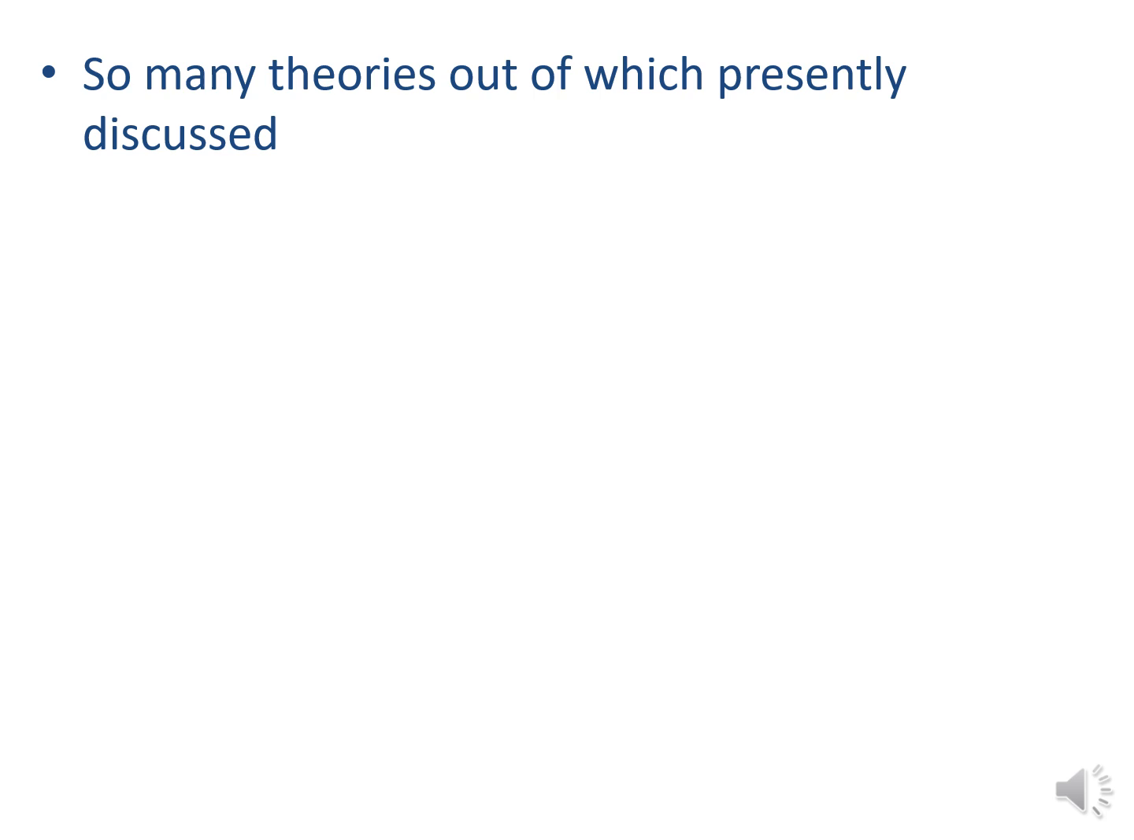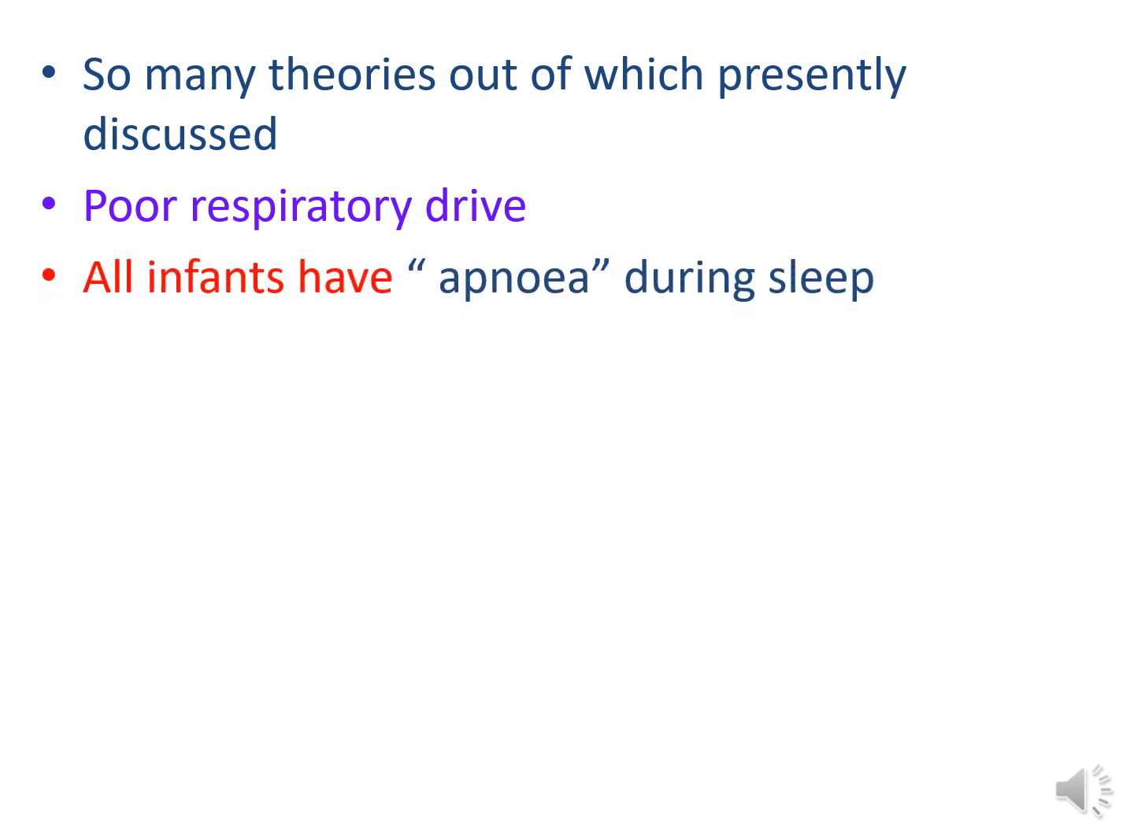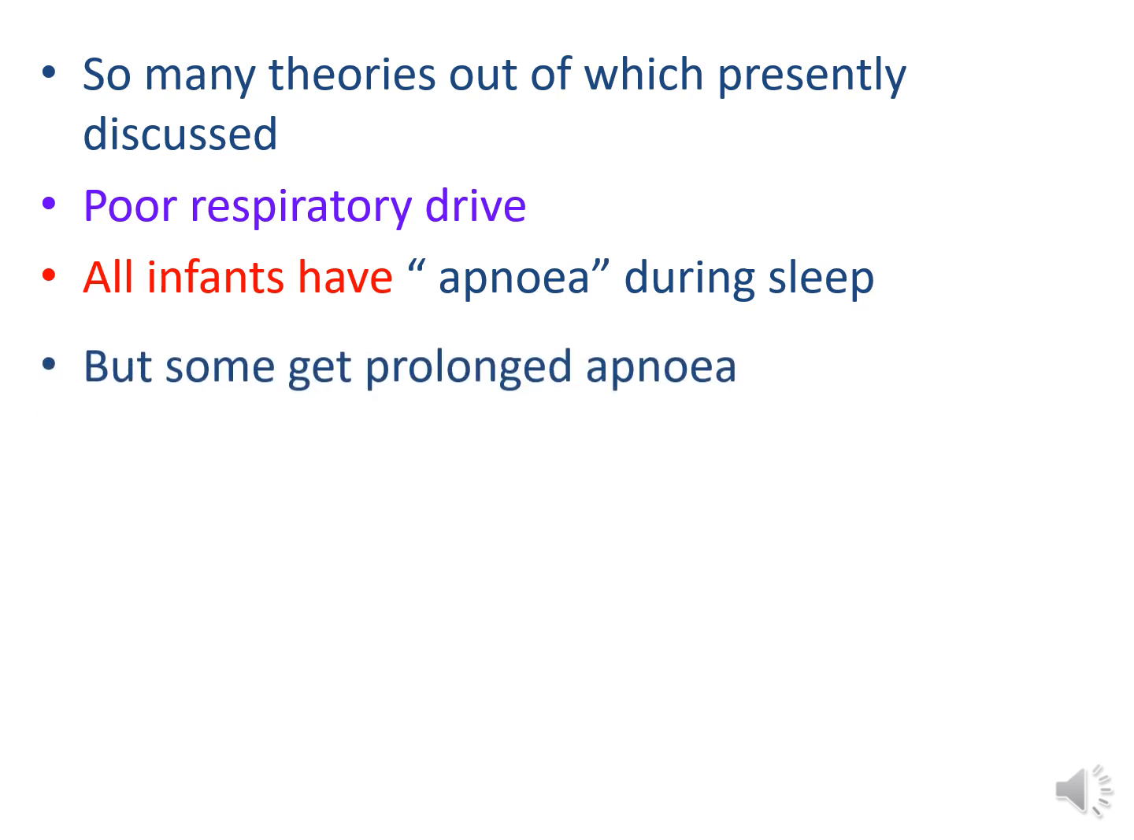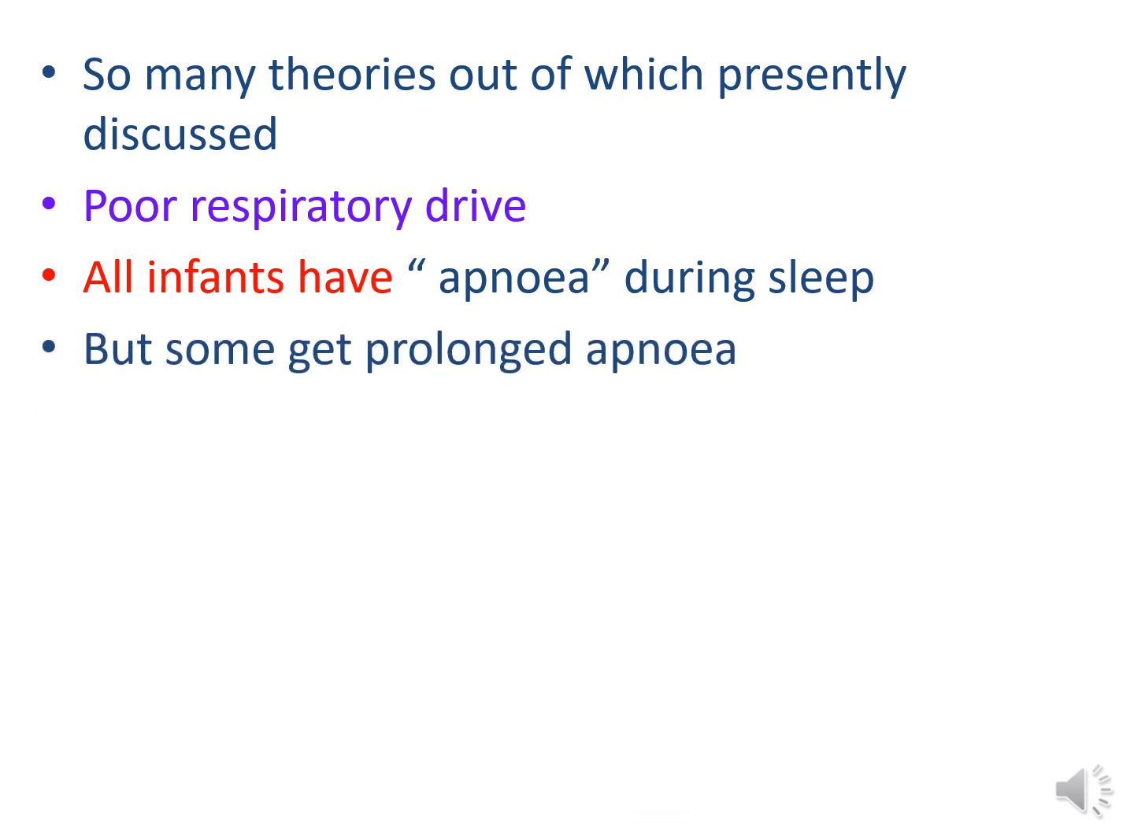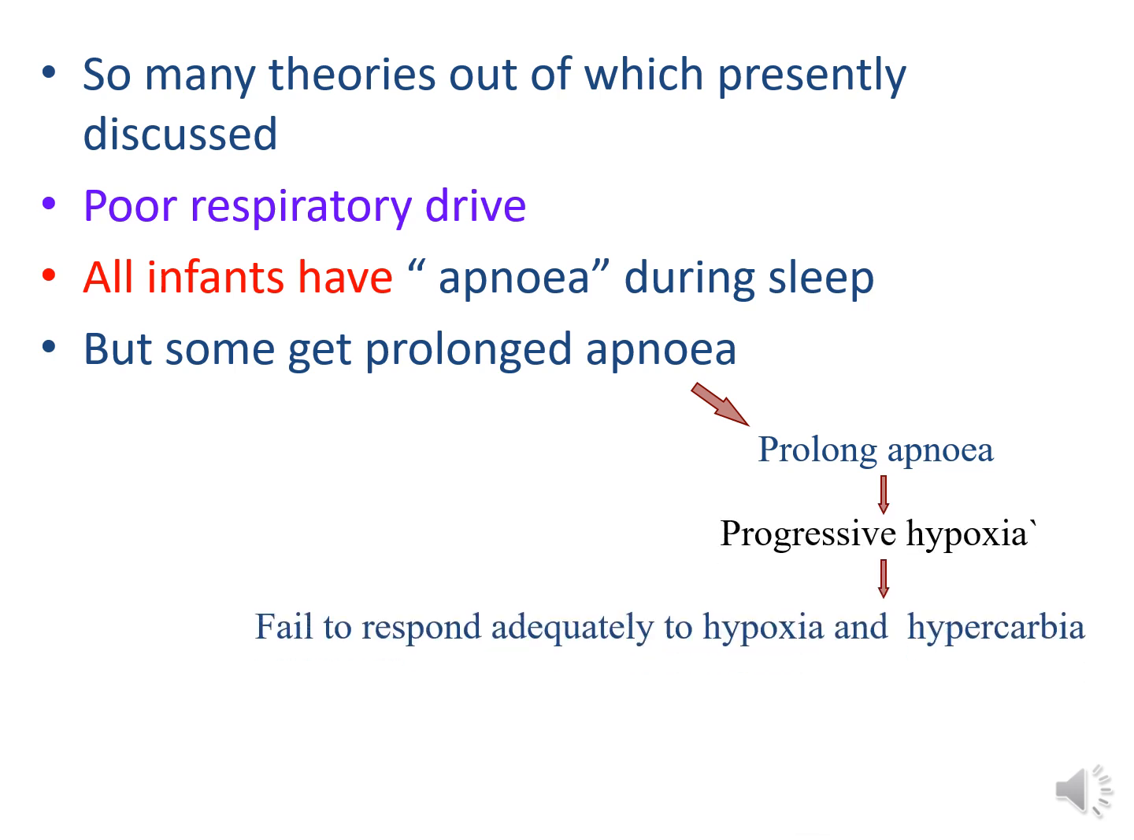There are many theories presented to explain SIDS. However, out of those, poor respiratory drive has been recognized to some extent. Here is the explanation. All infants have apnea during sleep. That is normal. However, some get prolonged apnea due to a poor arousal mechanism. So it causes prolonged apnea, causing progressive hypoxia, leading to cardiac arrest. So this is one of the mechanisms that is explained for SIDS.